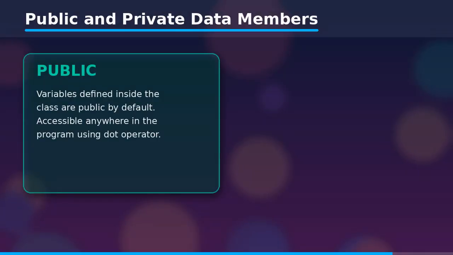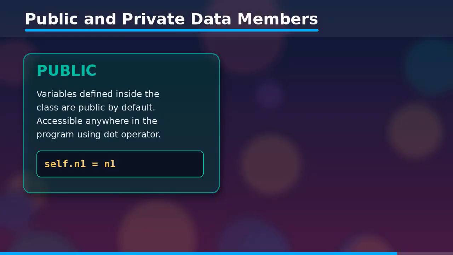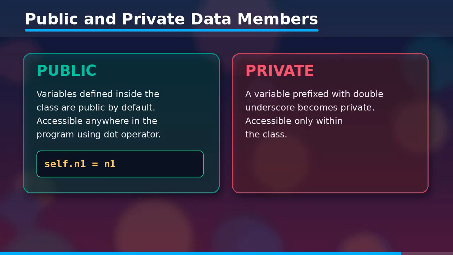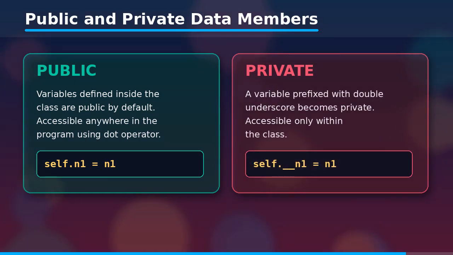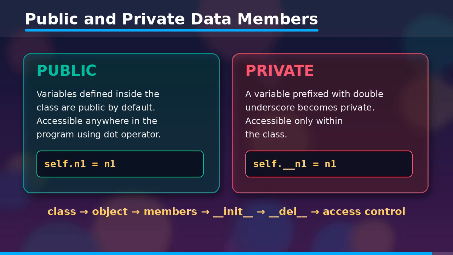Finally, public and private data members. Variables defined inside a class are public by default and can be accessed anywhere in the program using the dot operator. For example, self.n1. A variable prefixed with double underscore becomes private and can be accessed only within the class. For example, self.__n1.